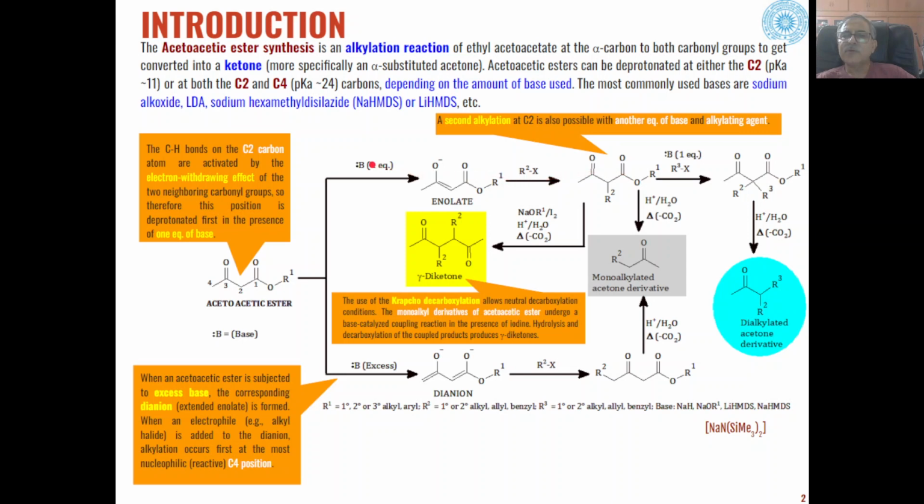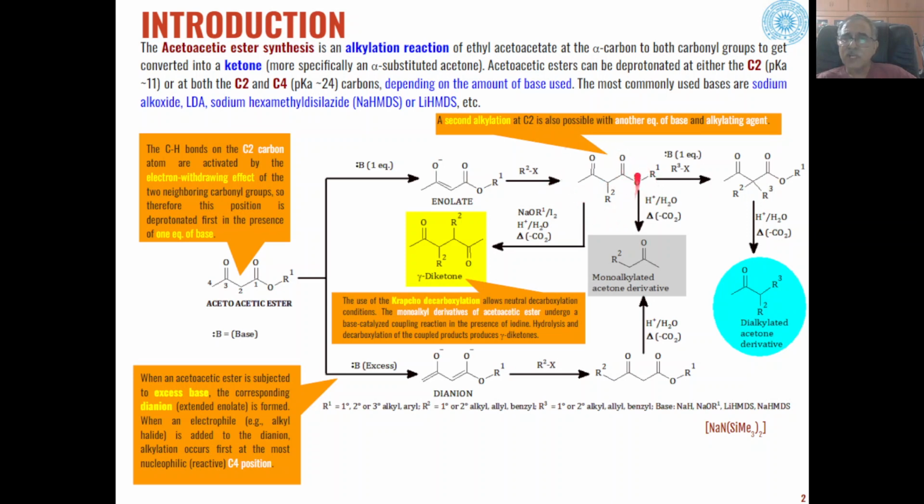But if we are using only one equivalent of the base followed by reaction with the alkyl halide, then monoalkylated acetoacetic esters will be formed, and these monoalkylated acetoacetic ester derivatives, on hydrolysis followed by decarboxylation, will lead to the formation of monoalkylated acetone derivatives. So this is how the enolate can be converted into monoalkylated acetone derivatives or dialkylated acetone derivatives, depending upon the conditions which are used for this transformation.